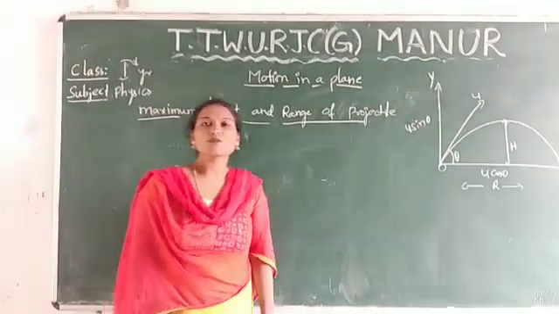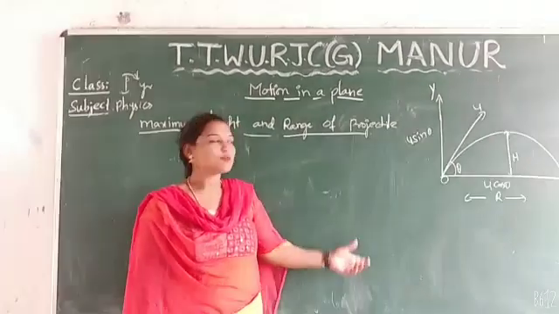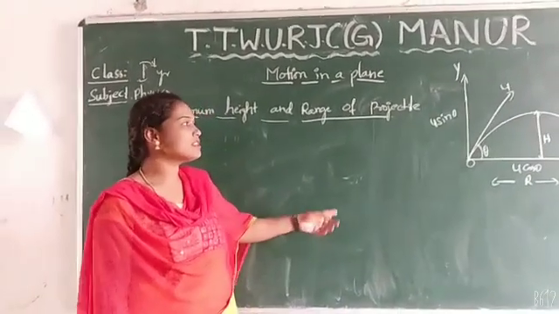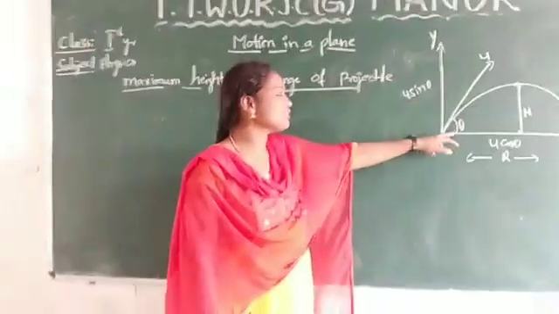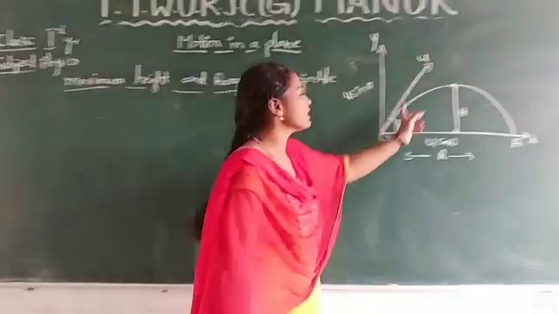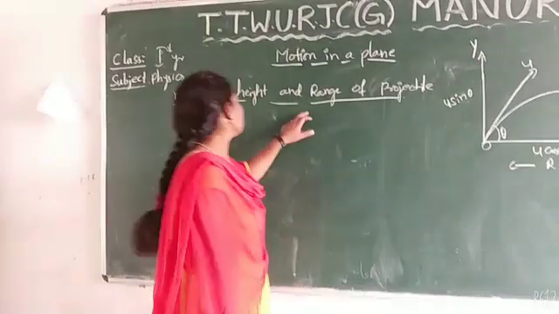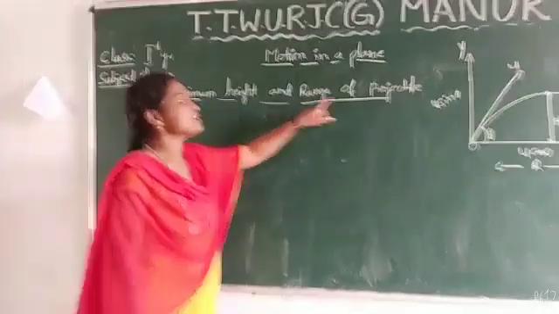In the last class, we discussed that the projectile motion is a parabola. Whenever the object is projected upwards at some angle, like 45 degrees, it forms the parabola that we derived in the last class. Today we will discuss the maximum height and the range of the projectile.